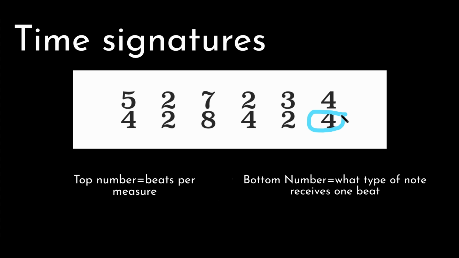Now, the bottom number is what type of note receives that 1 beat. So a bottom 4 would be a quarter note receives 1 beat. A 2 means a half note receives that 1 beat. An 8 means an eighth note receives that 1 beat. So a 4/4 means 4 beats per measure with a quarter note equaling 1 beat.